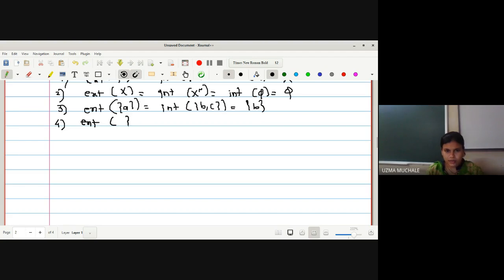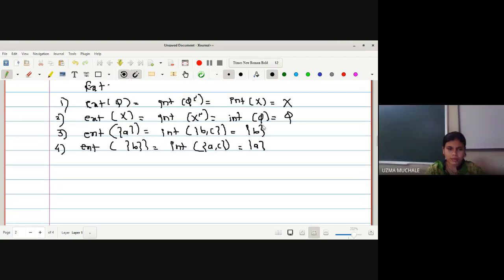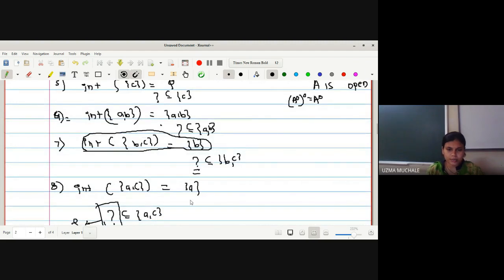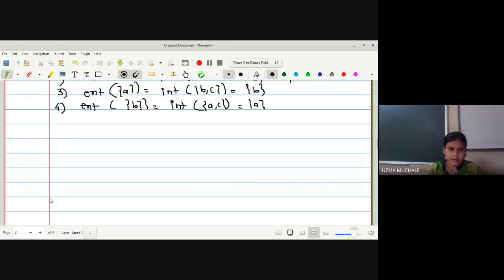Okay, exterior of B. What is exterior of B? It is interior of AC. What is the largest open set contained in AC? Singleton A. Already found A. Because we have found that the largest open set contained in AC is A itself. Similarly, you can find the next one and tell me the answer.